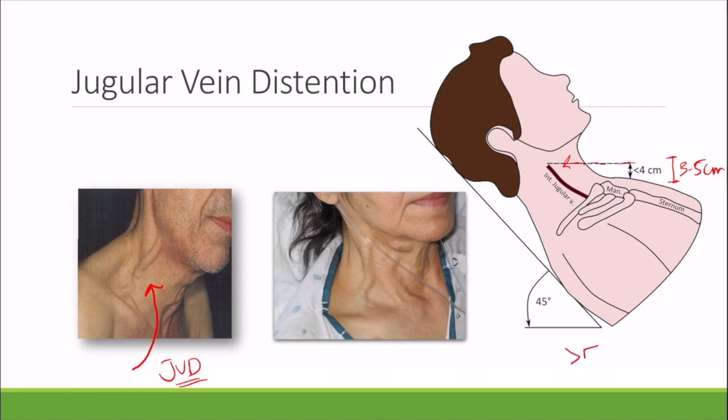When it is greater than 5 centimeters, that is a positive finding for increased pressure on the right side of the heart. If you're going to do this measurement, it's much easier to see jugular vein distension on the right side of the neck as opposed to the left.